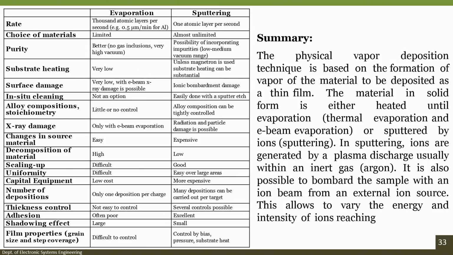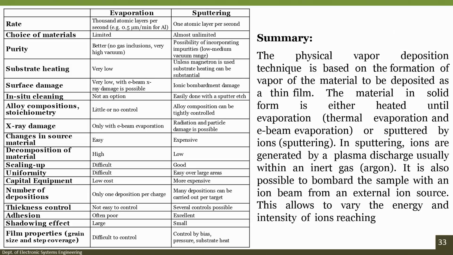Finally, you can see here, if I want to compare evaporation and sputtering with different parameters, then I can say that when you talk about rate, evaporation is faster, while sputtering is slow. The choice of materials in evaporation is limited. In case of sputtering, you can almost sputter everything. Purity is better in sputtering, while in evaporation it is low or medium, because in a low or medium vacuum range there is a possibility of incorporating impurities.